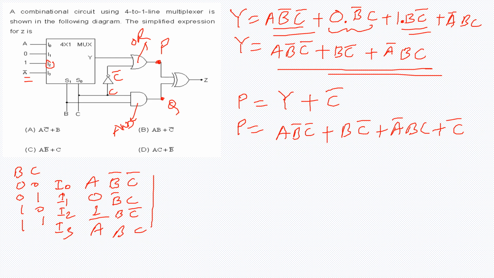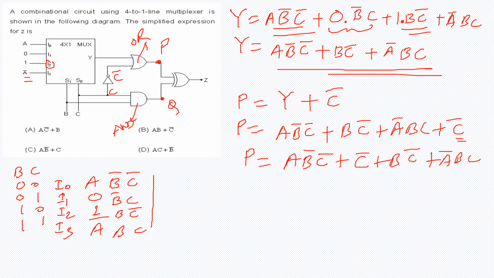Now here I can further reduce this expression. How can I do that? My P is simply going to be A B bar C bar plus, I will take this term, plus B C bar plus A bar B C.